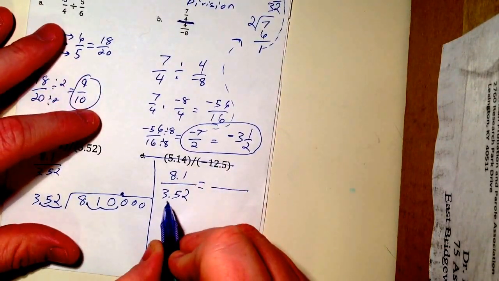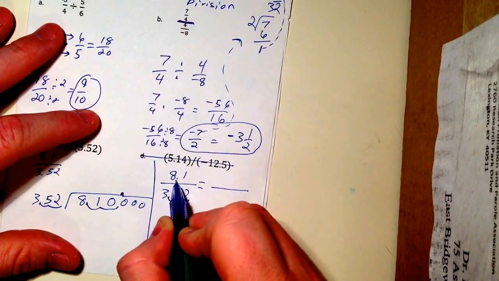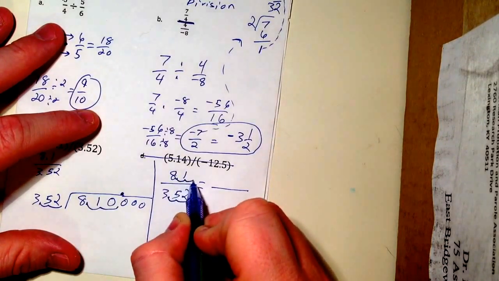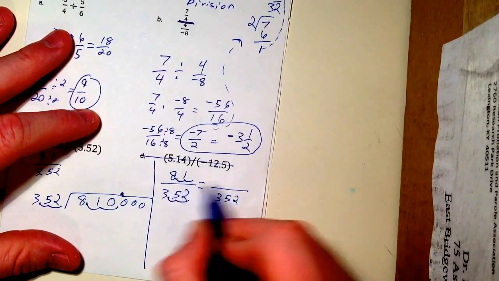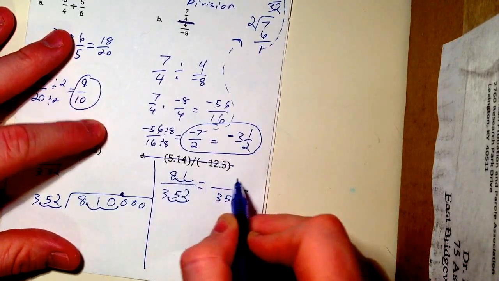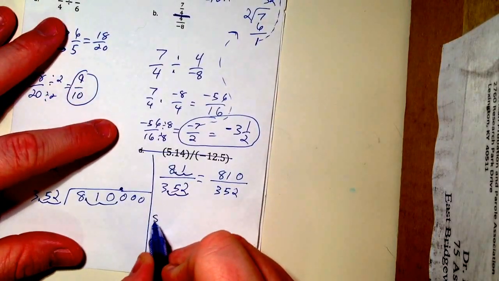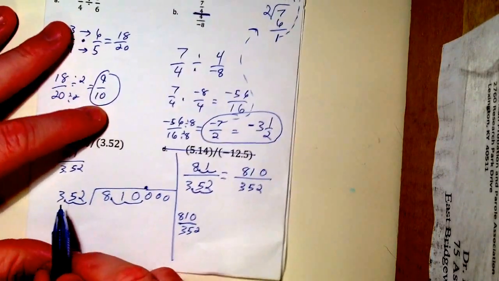So wouldn't it be nice if I could just get rid of this? I just want that gone. Now what happens is these two decimals are connected. So if I move this twice, I have to move this one twice. So I move this twice, I get 352. The top, I just get 810. All right?